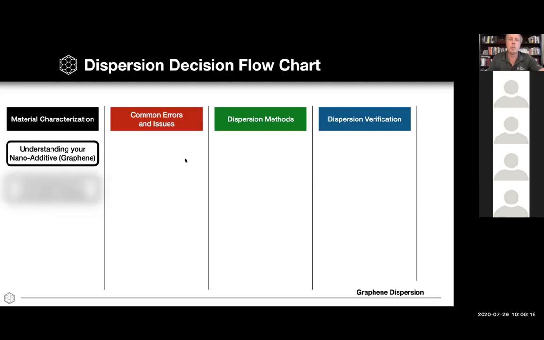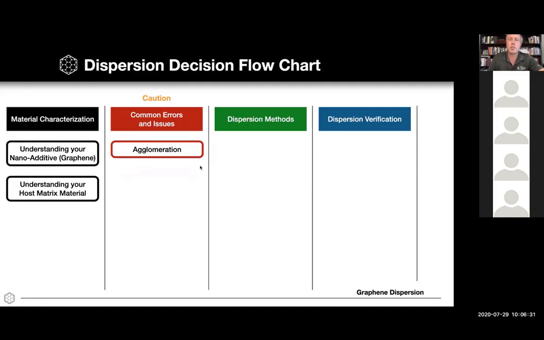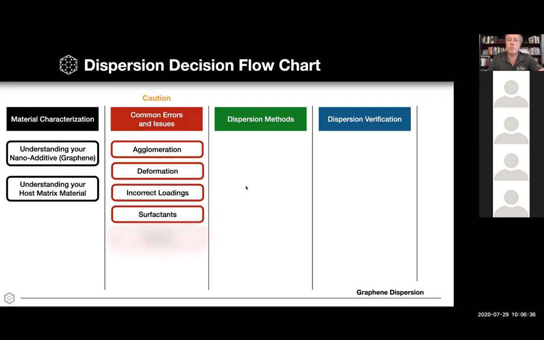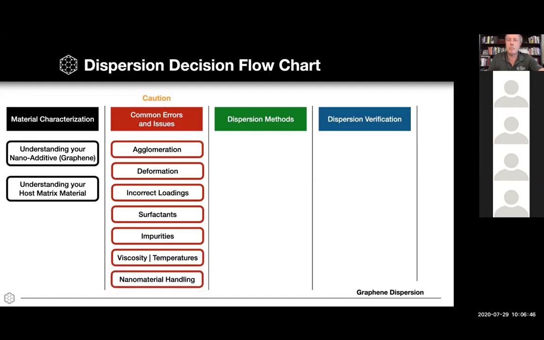And on that material characterization, you have to understand what type of graphene you actually have. And of course, you need to understand the behavioral performance of the matrix you're putting it into, whether it be a liquid or a solid. Common issues include agglomeration, deformation, incorrect loading factors, using surfactants, or surfactants are left on the graphene material, and other impurities, viscosity and temperatures that are used, and also just nanomaterial handling, because I mentioned this is a material that's in the sub nanomaterial in one dimension or submicron.